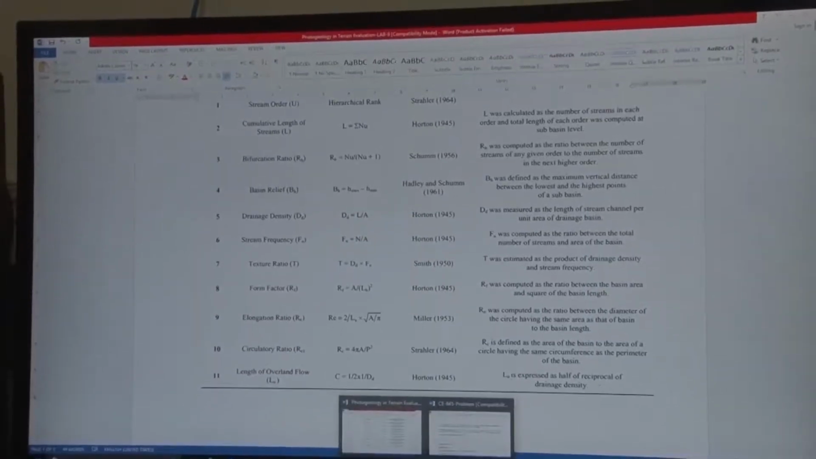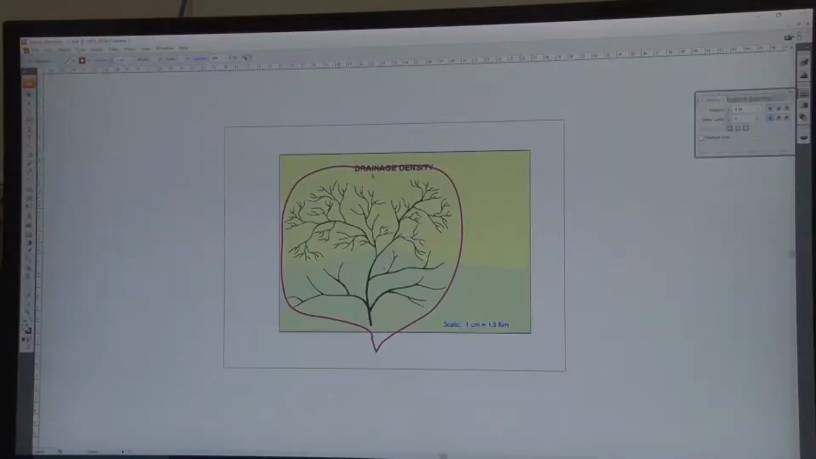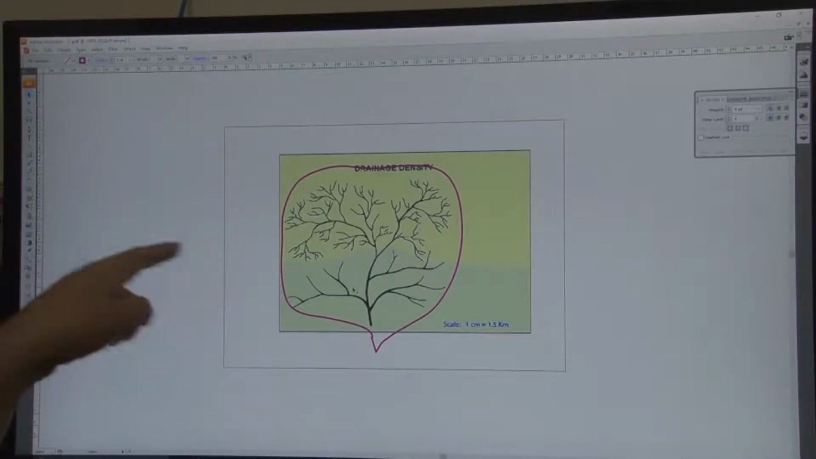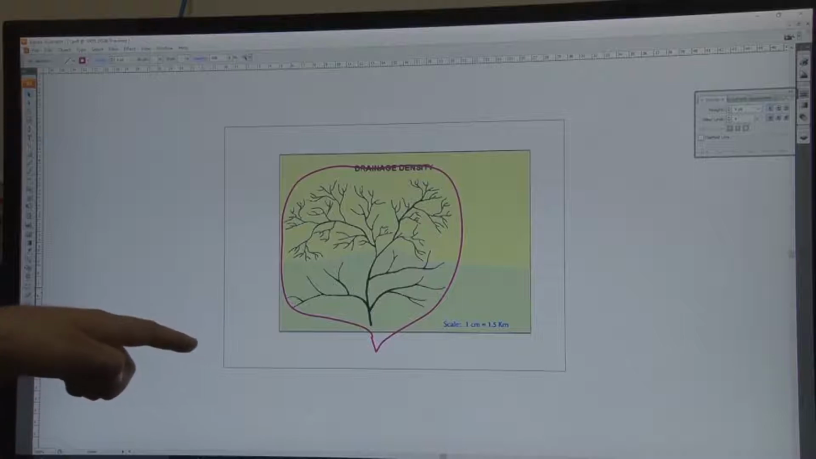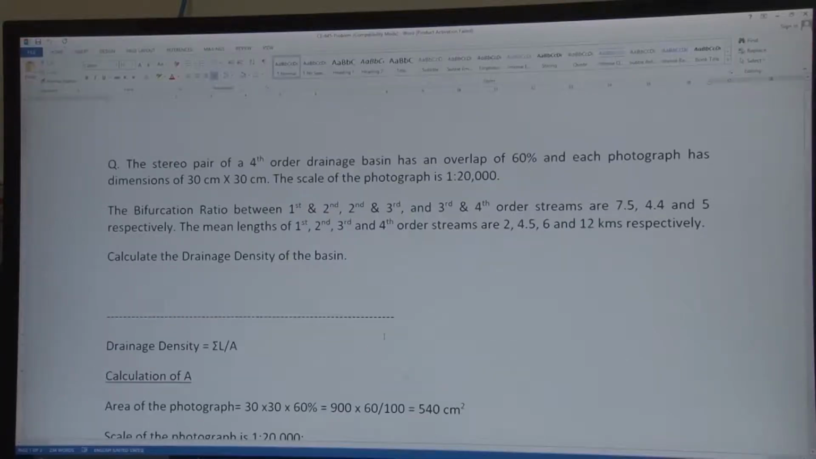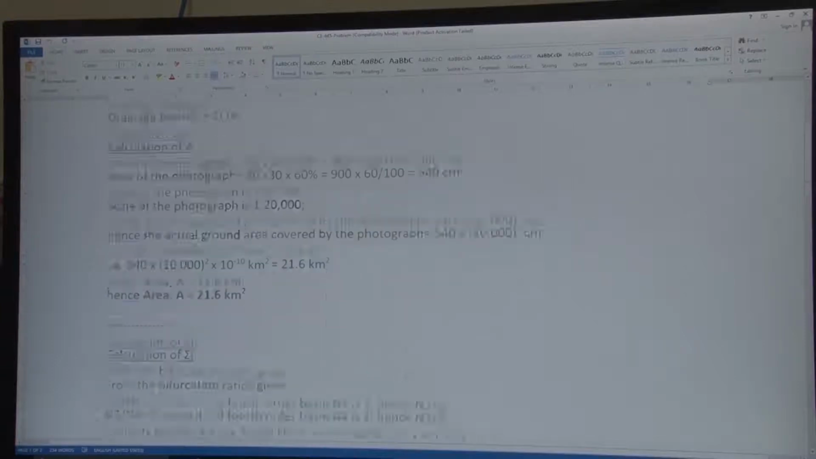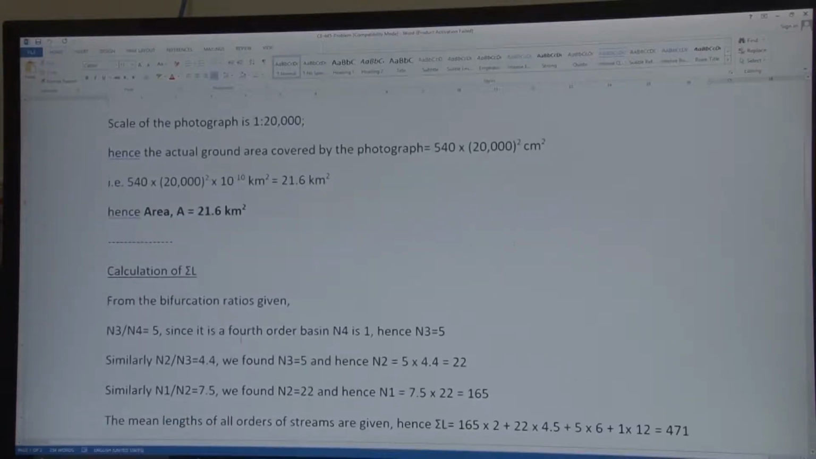Then comes drainage density. How can you calculate it? First, take measurements of all these streams. Suppose the total stream length, sigma L, is coming out like this. Here it is explained.